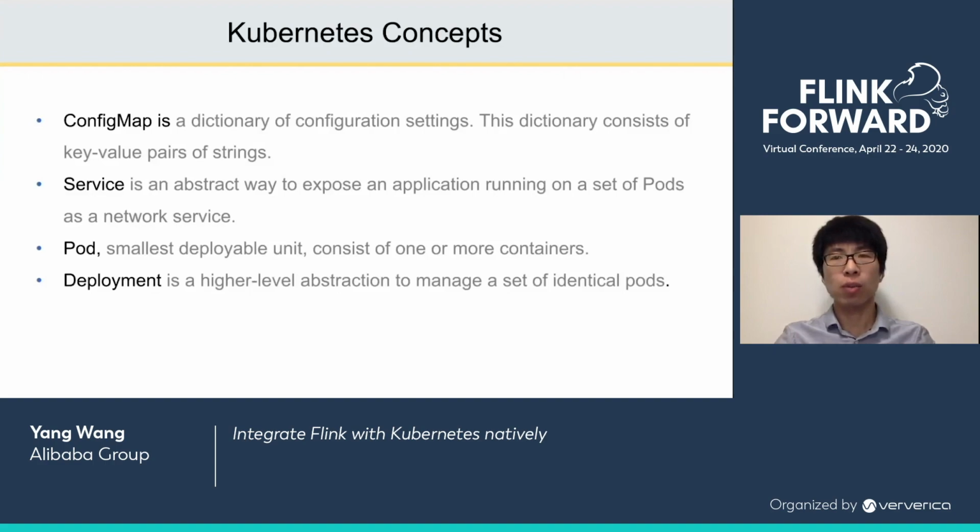The last one is Deployment. It is a high-level abstraction to manage a set of identical pods. It helps to keep the desired replication of a pod. For example, we could use a Deployment to start 4 task managers. When any one exits exceptionally, the deployment controller will compare with the desired state and reconcile constantly. So a new task manager will be started to replace the old one.